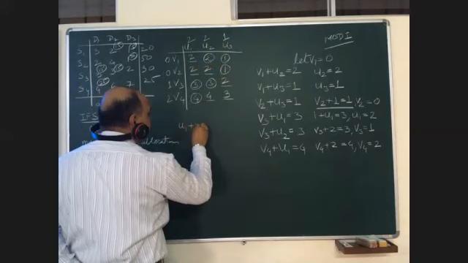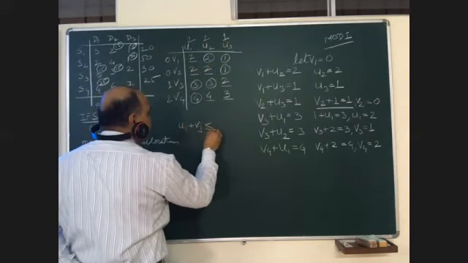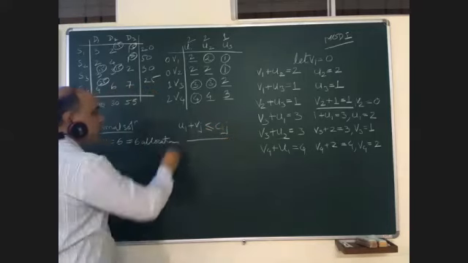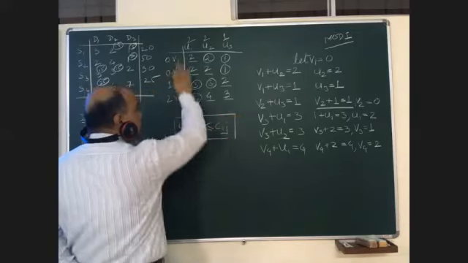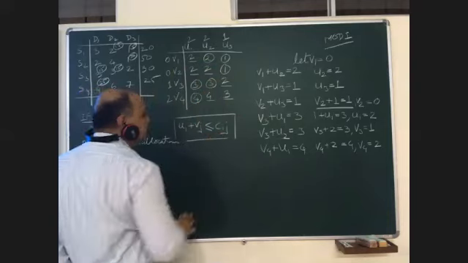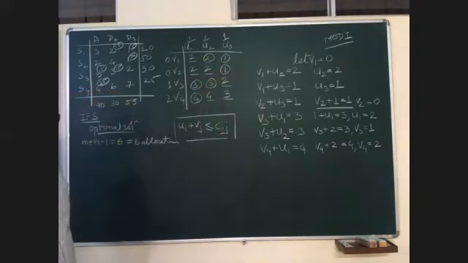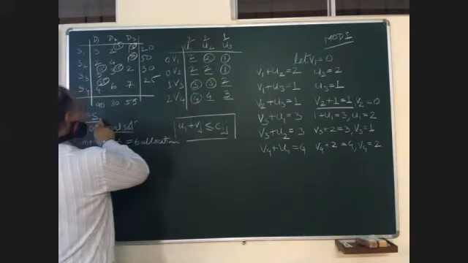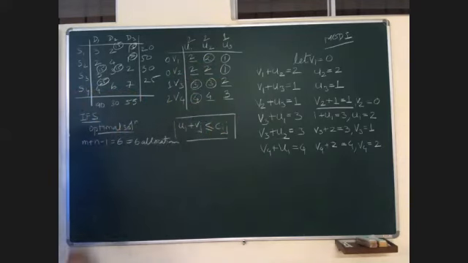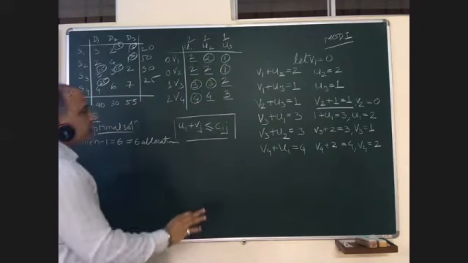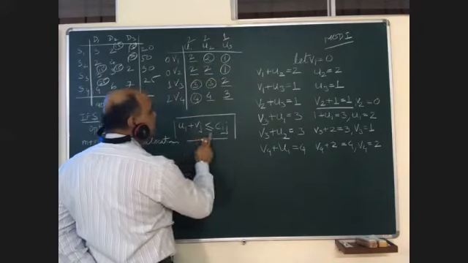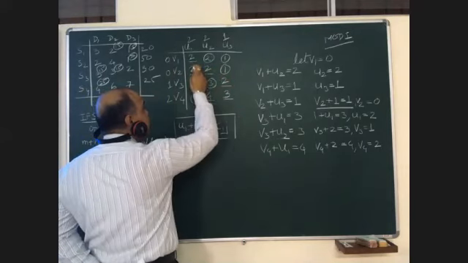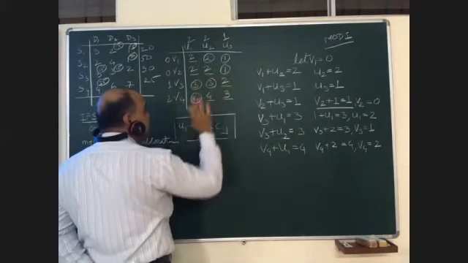Now, whether this new matrix is correct or not, we'll check by Ui plus Vj less than or equal to Cij, whether this satisfies the equation or not. If it satisfies this equation, it means whatever the IFS value we got is our optimal solution. Let us check. Where will you check this? All the blank spaces, only at the blank spaces.